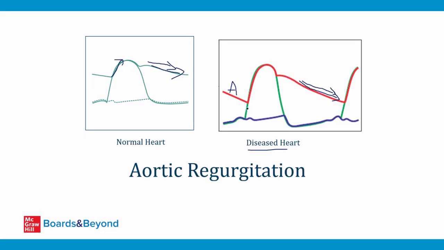A classic finding in aortic regurgitation is a low diastolic blood pressure, and that's what you've got here, much lower compared to normal. Another classic finding in aortic regurgitation is a wide pulse pressure. The pulse pressure is the difference between the diastolic and the systolic blood pressure. And you can see that it's much wider in this diseased heart on the right compared to what it would be in the normal heart on the left. Another classic finding of aortic regurgitation.